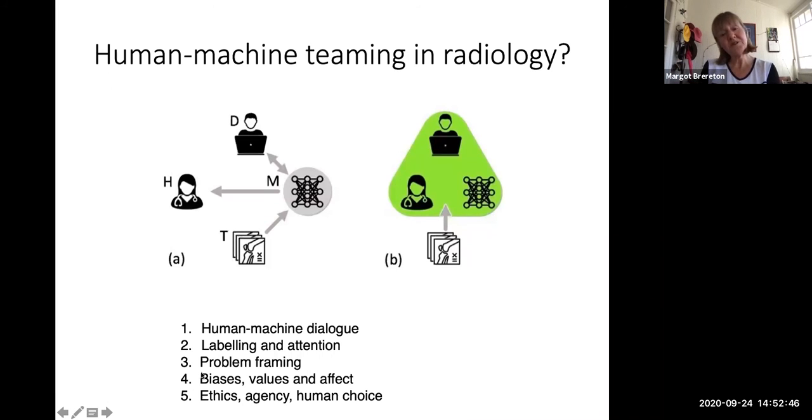We have a preliminary idea about how we're going to address this, which has to do with human and machine dialogue: looking at the different ways that attention is drawn to things, that things are labeled, how people frame problems, and the different biases, values, and affect that humans bring and that data brings. Well, data doesn't bring much affect, but there are human choices, ethics, and agency. So bundled up in that framework, there's some wonderful design research waiting to be done with radiologists, so that we can create more effective systems for students to learn radiology. That is the focus of the grant.